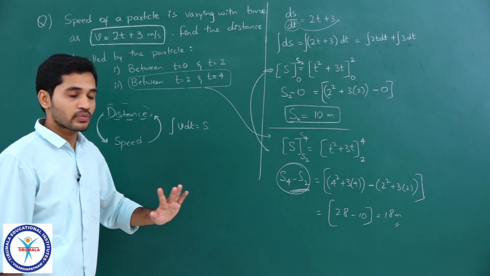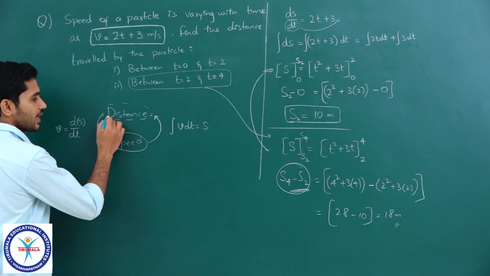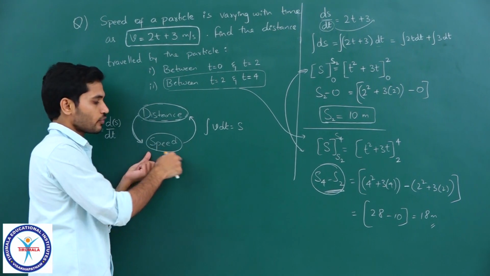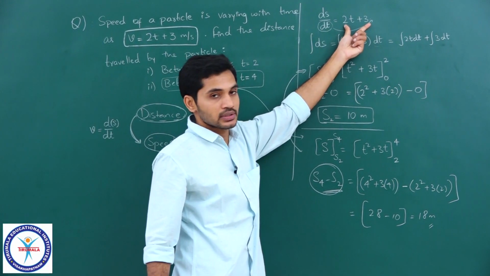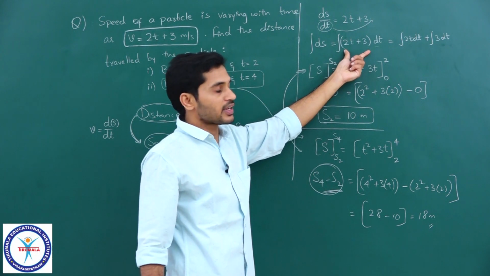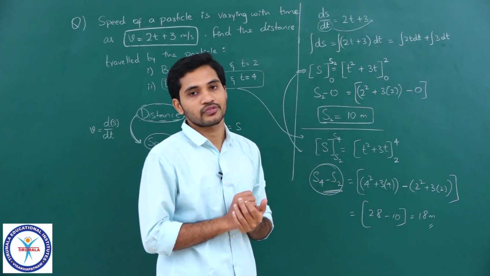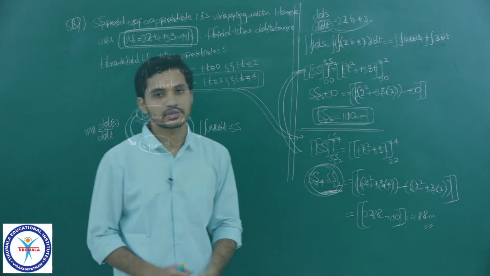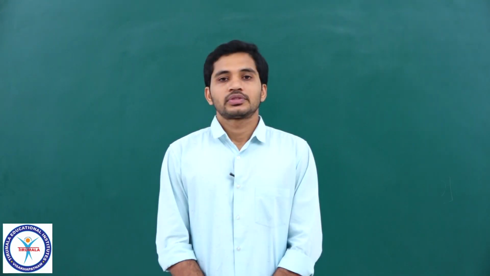So, observe what we have done once again. See, I have identified that they have given me speed and they are asking me distance. I know that distance is the integration of speed. So, I have taken that expression for speed and I have integrated that. So, when I integrated that, I got the distance, and substituting the limits you should be very careful, right students. So, that is the idea. So, final answer would be 18 meters. So, that is it students.